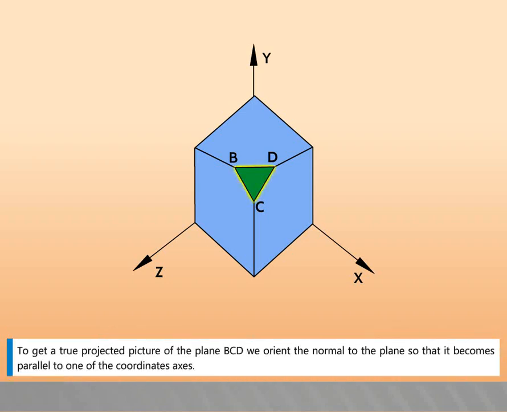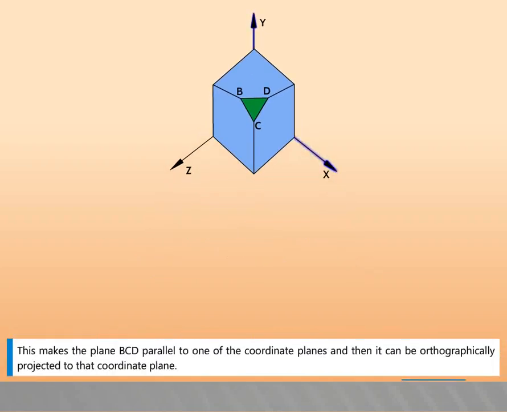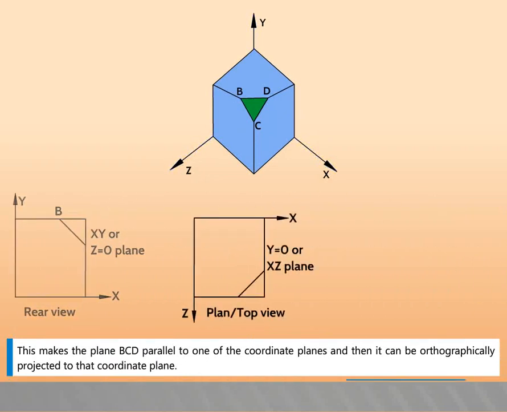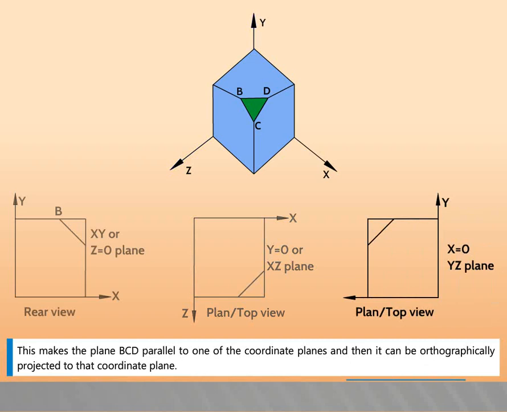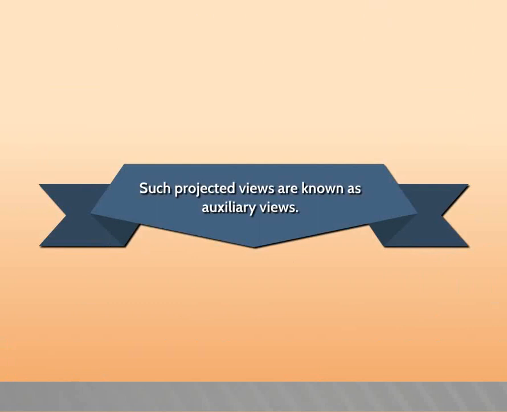To get a true projected picture of the plane BCD, we orient the normal to the plane so that it becomes parallel to one of the coordinate axes. This makes the plane BCD parallel to one of the coordinate planes, and then it can be orthographically projected onto the coordinate plane. Such projected views are known as auxiliary views.